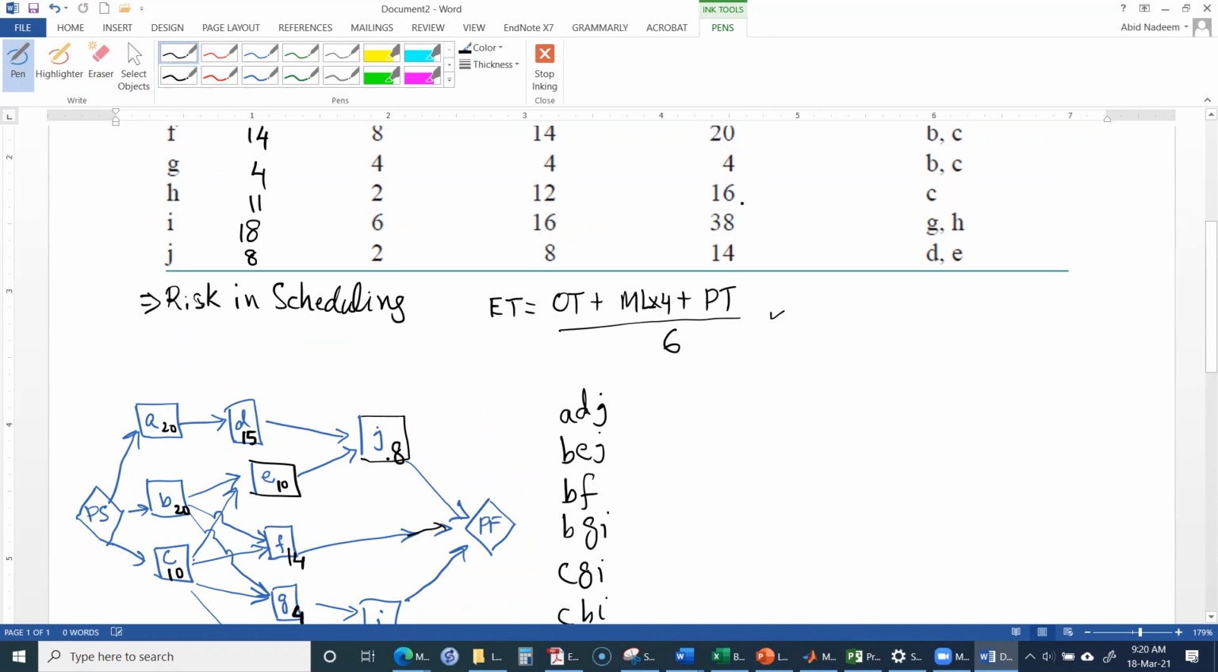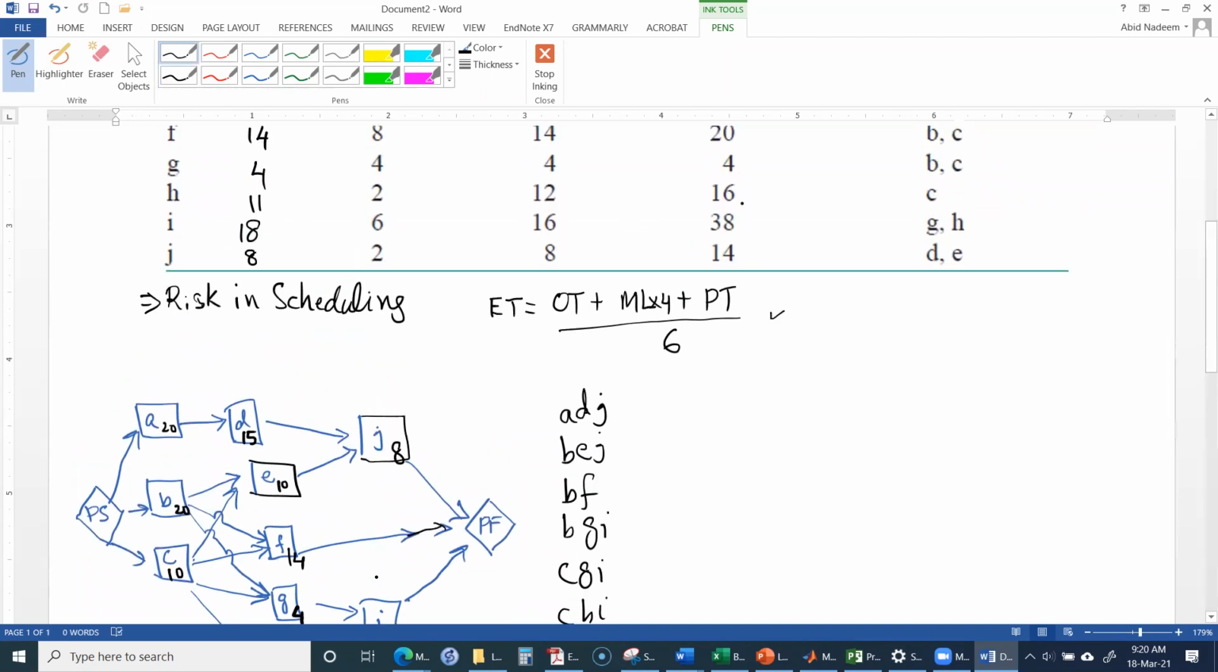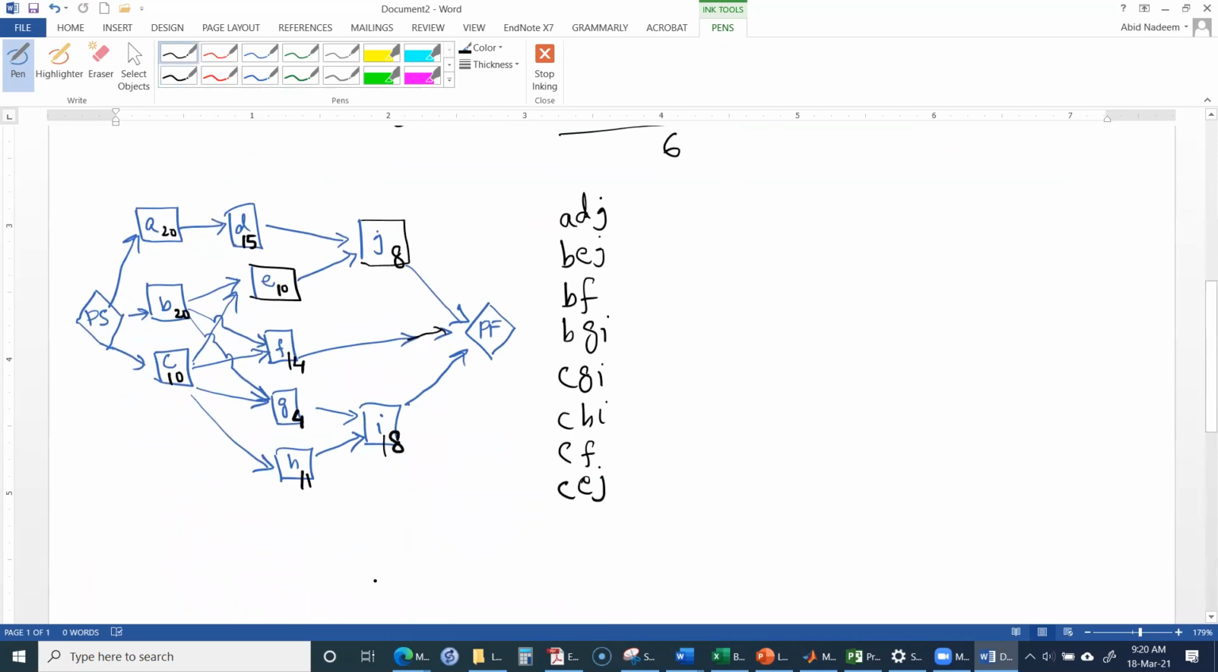So J is 8 and I is 18. Now is it correct? I think I'm okay. So based on this information, ADJ will be 20 plus 15 plus 8. That will be how much? This duration is 20 plus 15, 35, plus 8 is 43, right? Yes.